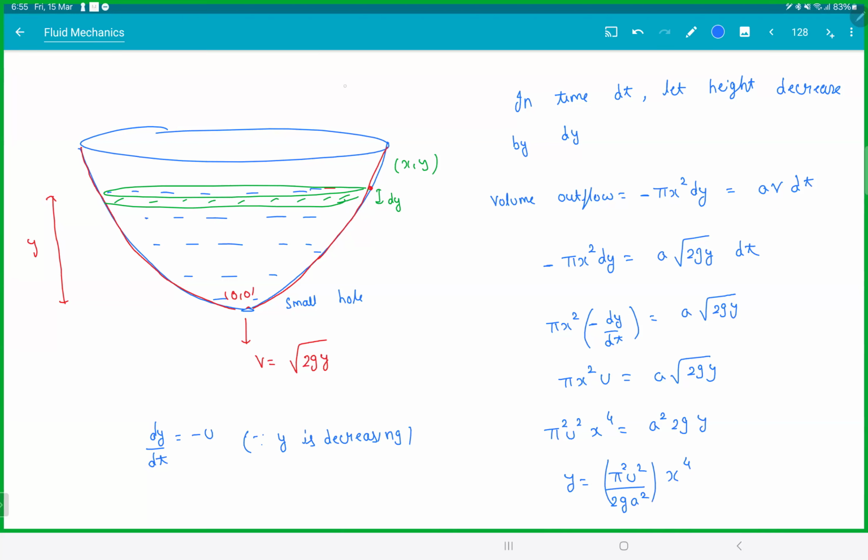So this bowl's equation is y is equal to k into x power 4, k is that constant. So if you make a bowl like this, you can be sure the water level will go down at a constant rate. I think it's the first time you saw a bowl which is not a parabola.